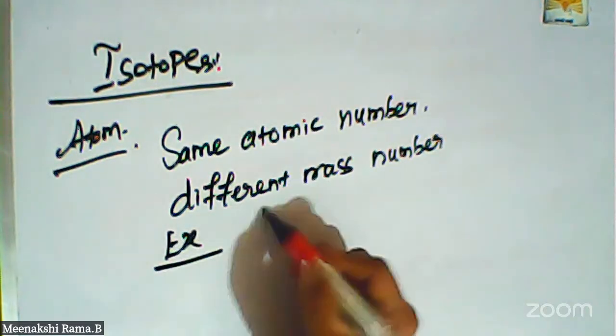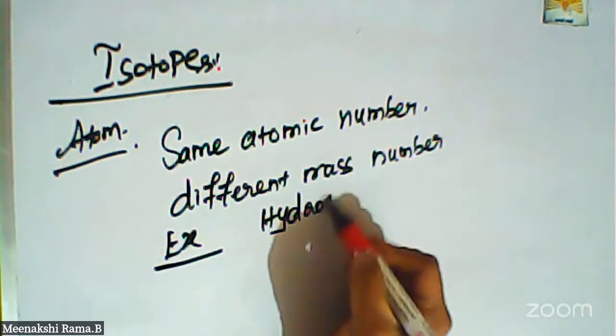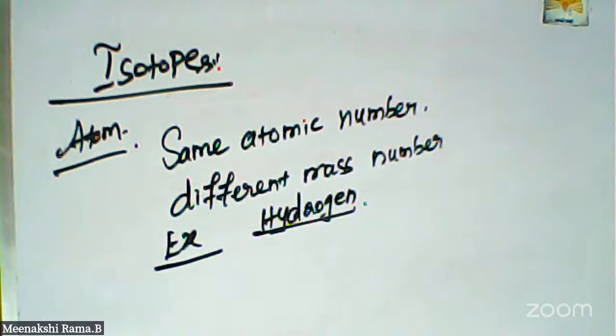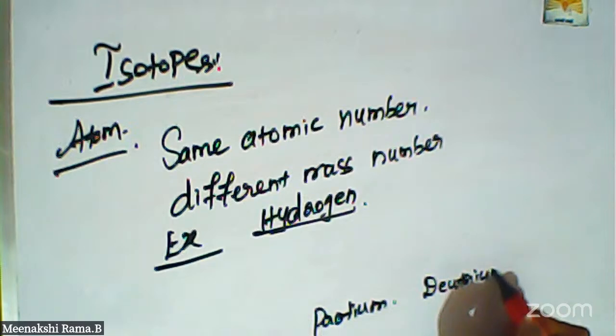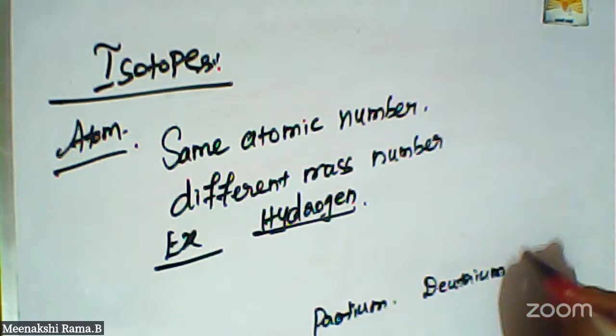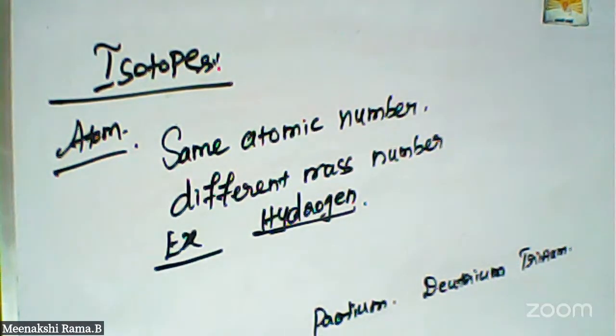The example of isotopes is hydrogen. In hydrogen, the atomic numbers are the same, but the mass number differs. Protium, deuterium, and then tritium. First one, protium, then deuterium, and the next one is tritium. So these are all the names of the hydrogen isotopes.